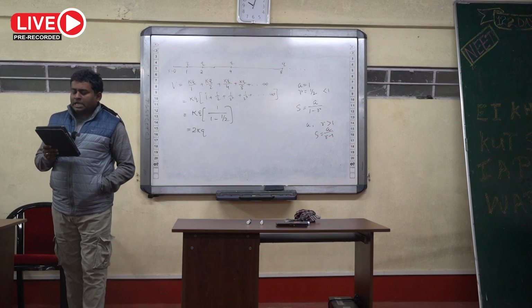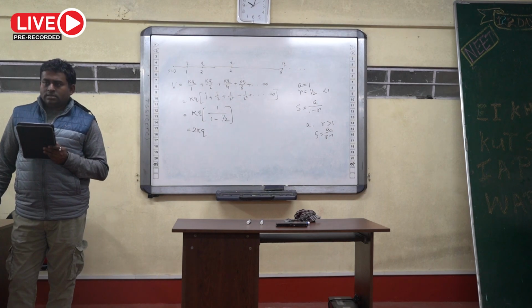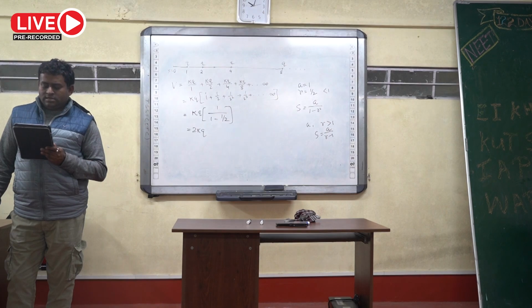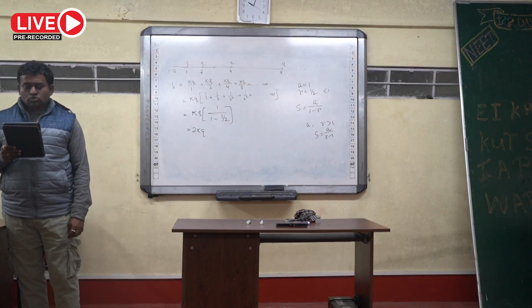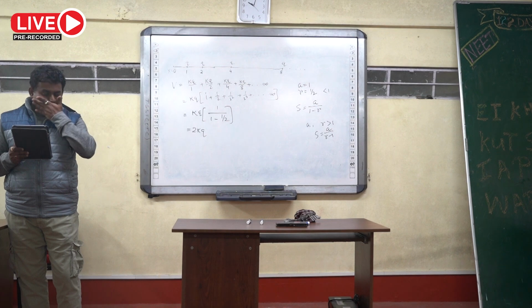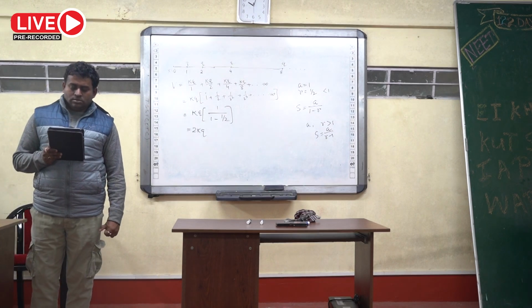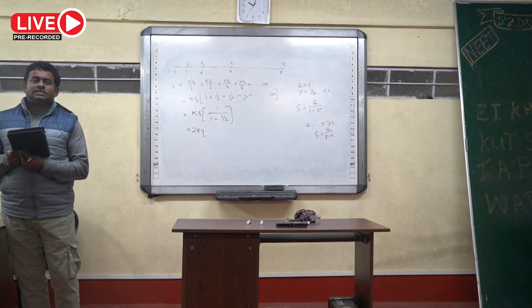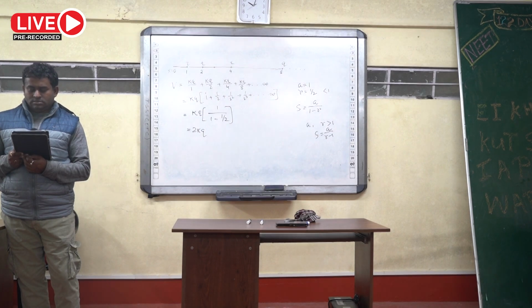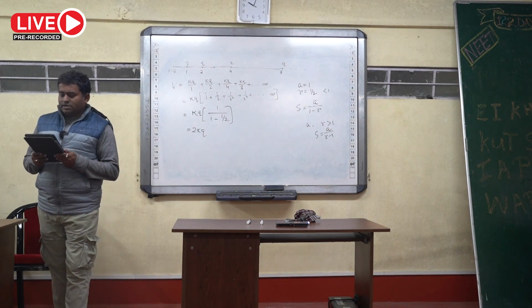Two charges plus q and minus q are placed at points A and B respectively, which are at a distance 2L apart. C is the midpoint between A and B.